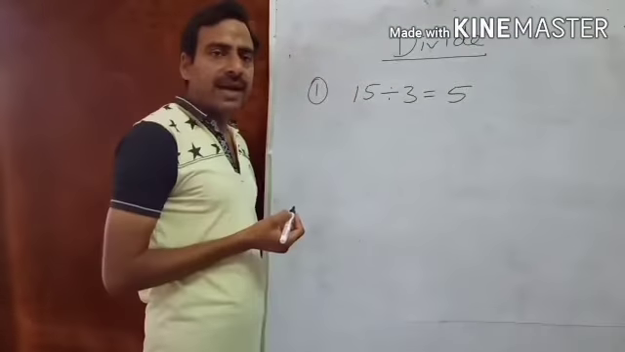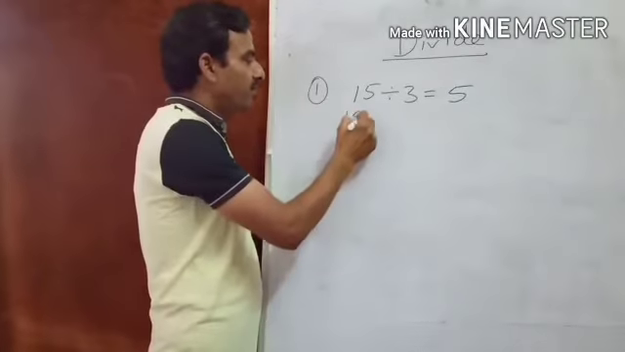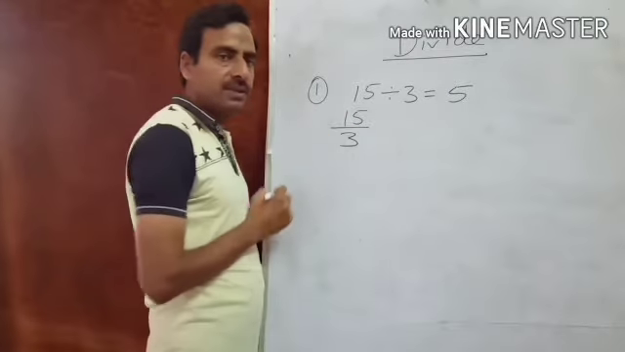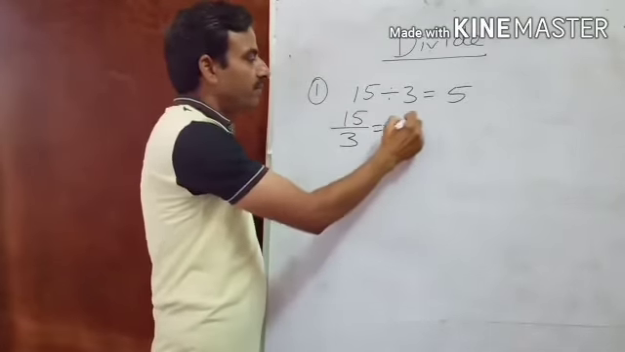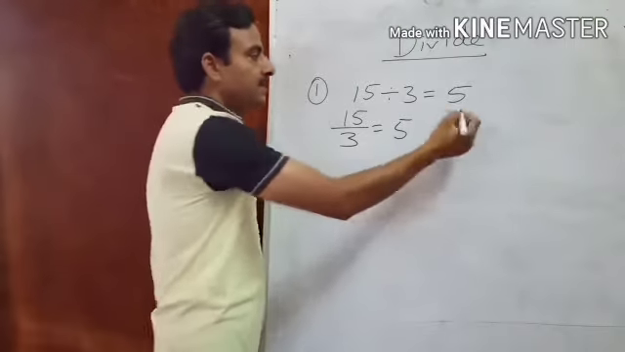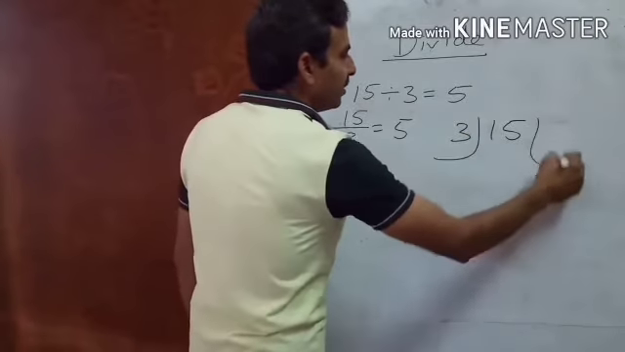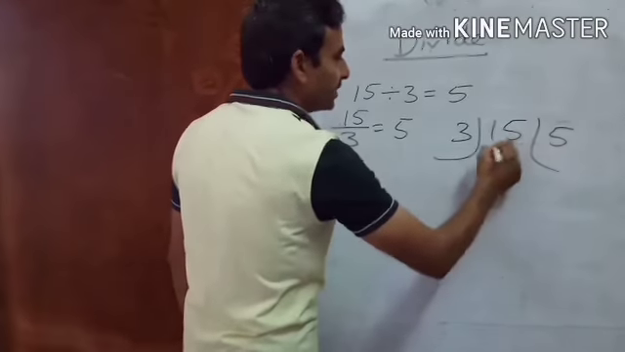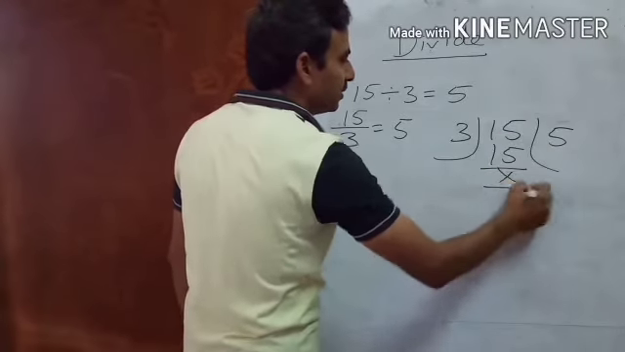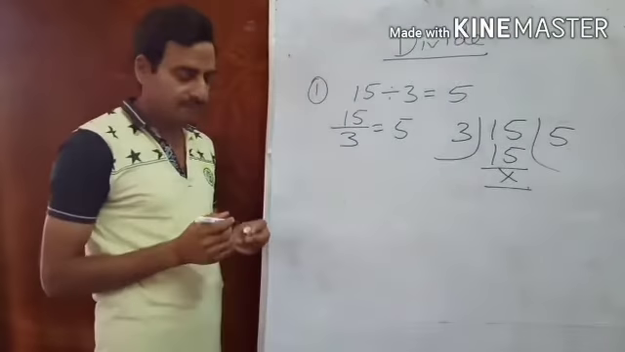We can write this division in this form: 15 upon 3 is equal to 5. Otherwise, we can write it like this also: 15 divided by 3, 5 is the quotient, 3 fives are 15. No remainder.